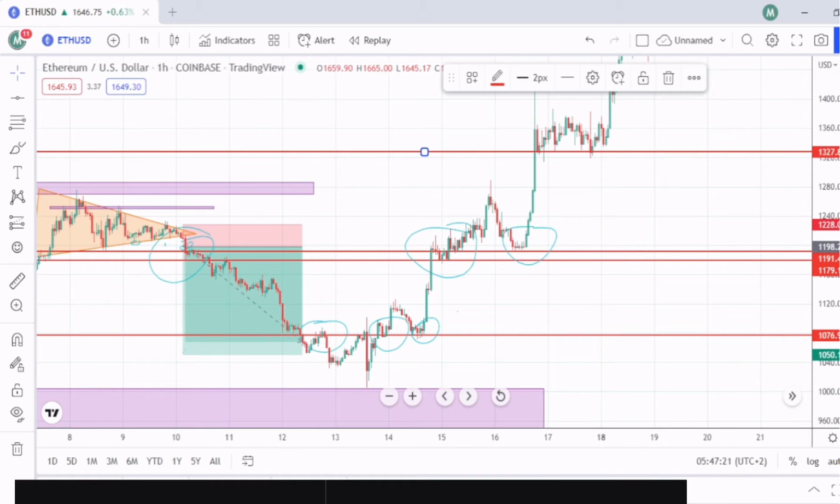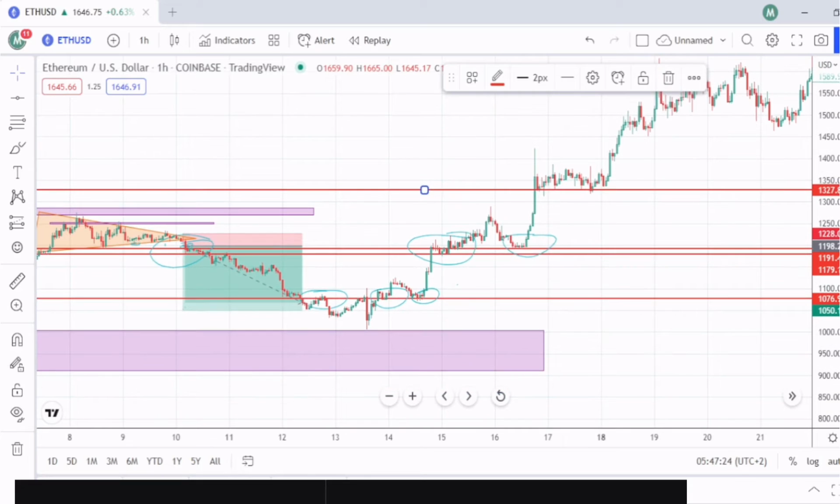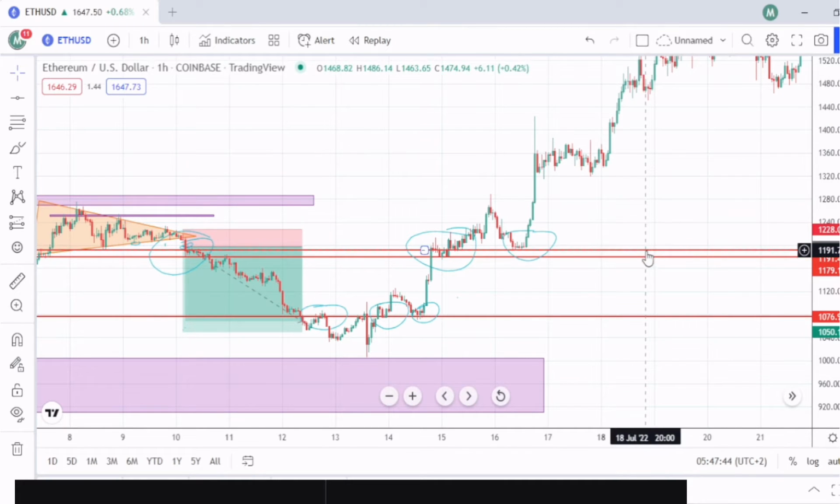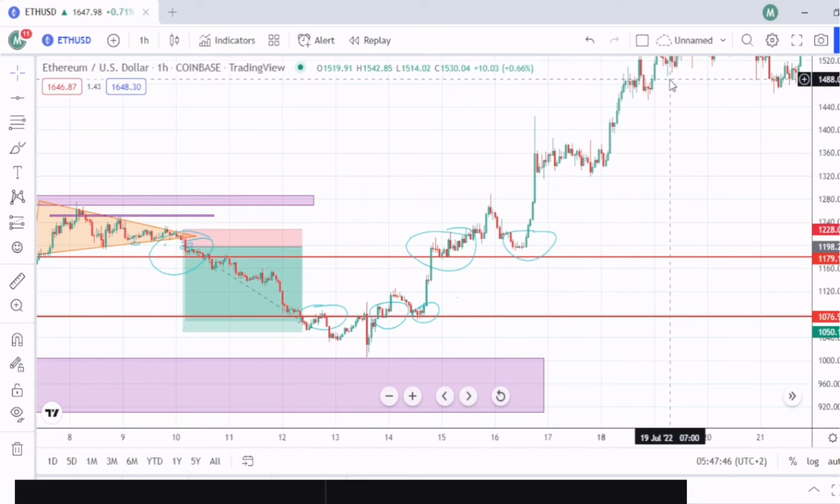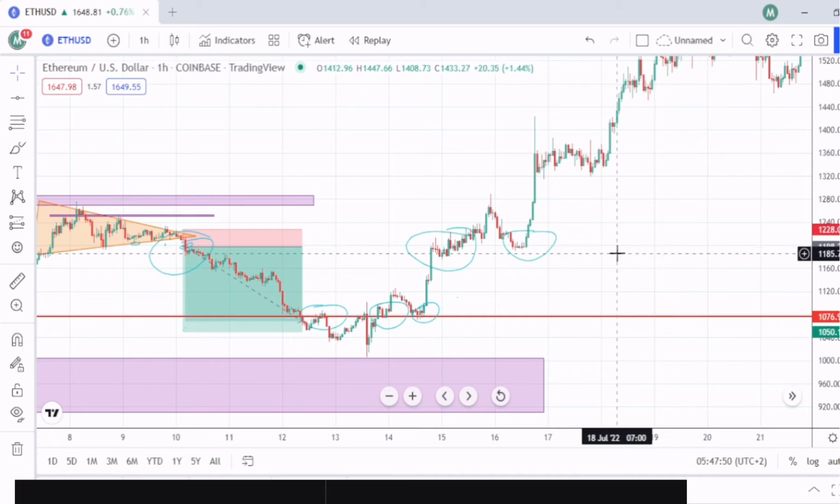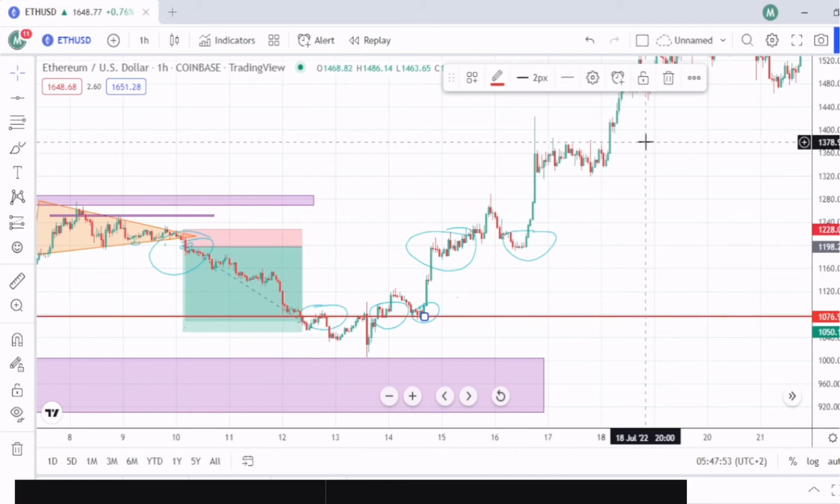You've seen there that pullback. So for now, we're just drawing these horizontal lines. Now, like we said in the beginning of the video, for you to be able to know that the market is trending, what are some of the factors that should be there? The market needs to be making the higher highs, then the higher lows. So the higher highs must be present, and the higher lows.